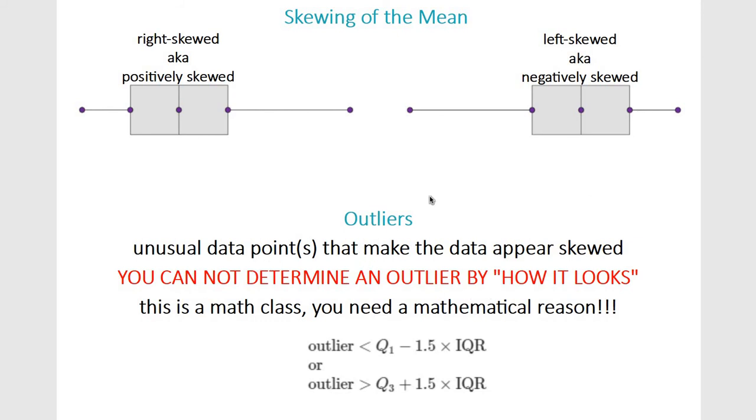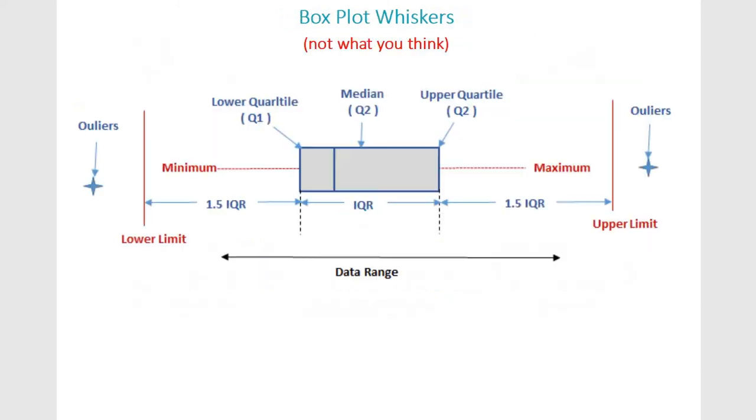Outliers. Outliers are not how it looks. I can zoom in or zoom out and make data look like everything is perfect or everything's an outlier. So don't go off what it looks like. You need a reason. How we get our outlier is we use this little formula. It's easier to do than, I don't know, just memorize, right?